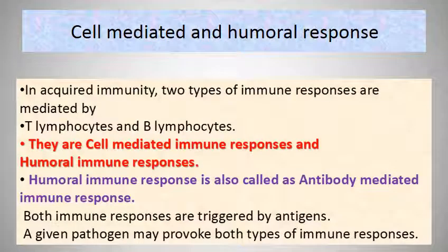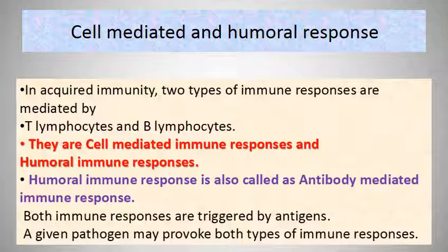Cell-mediated and humoral response. So in acquired immunity, two types of immune responses are there. They are mediated by T lymphocytes and B lymphocytes. So you get the two responses, the cell-mediated immune response and the humoral response. Now the humoral response is also called the antibody-mediated immune response. Okay, so antibodies are involved here.